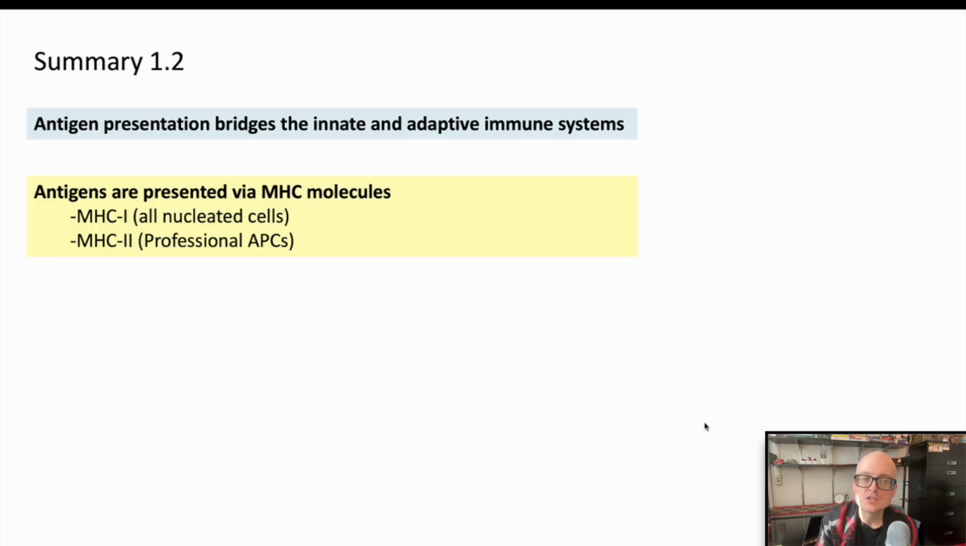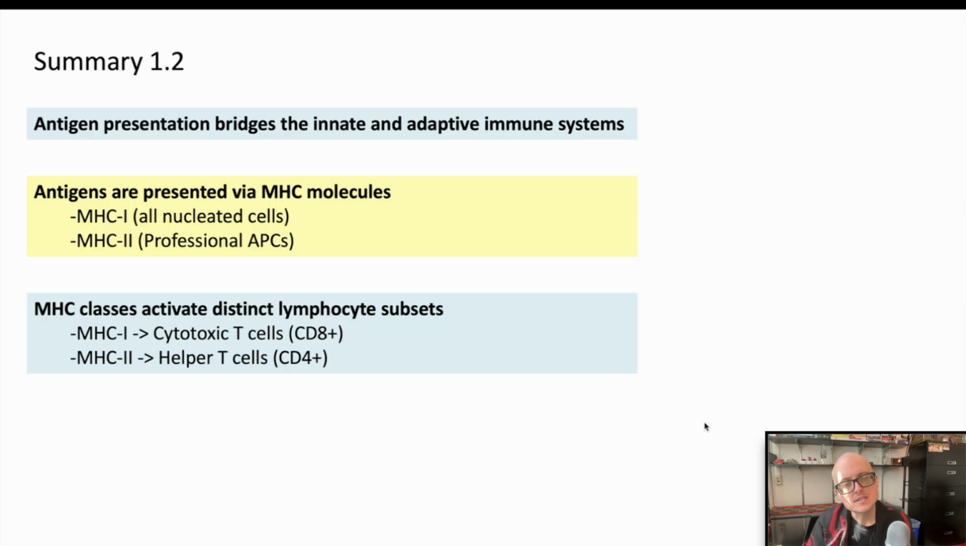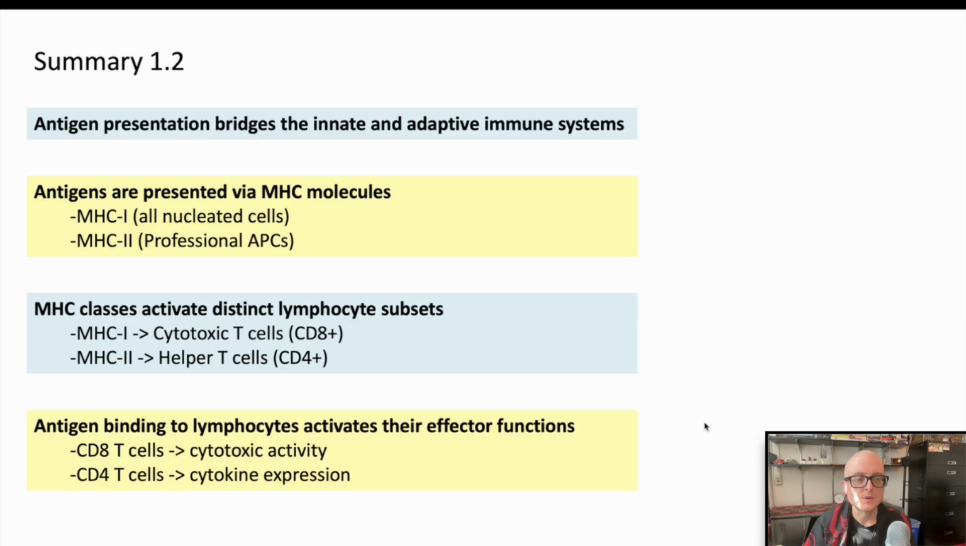We learned that antigens are presented via molecules called MHC, and that there are two classes of MHC, MHC class I and II, and we saw that MHC class I is expressed by all nucleated cells in the body, whereas MHC class II is uniquely expressed on professional antigen-presenting cells. And this mattered because this determined the types of T cells that were going to be activated when antigen presentation occurs. So cytotoxic T cells, which express CD8, are activated by antigen being presented on MHC class I, whereas T helper cells, which express CD4, can only be activated by antigen expressed on MHC class II.